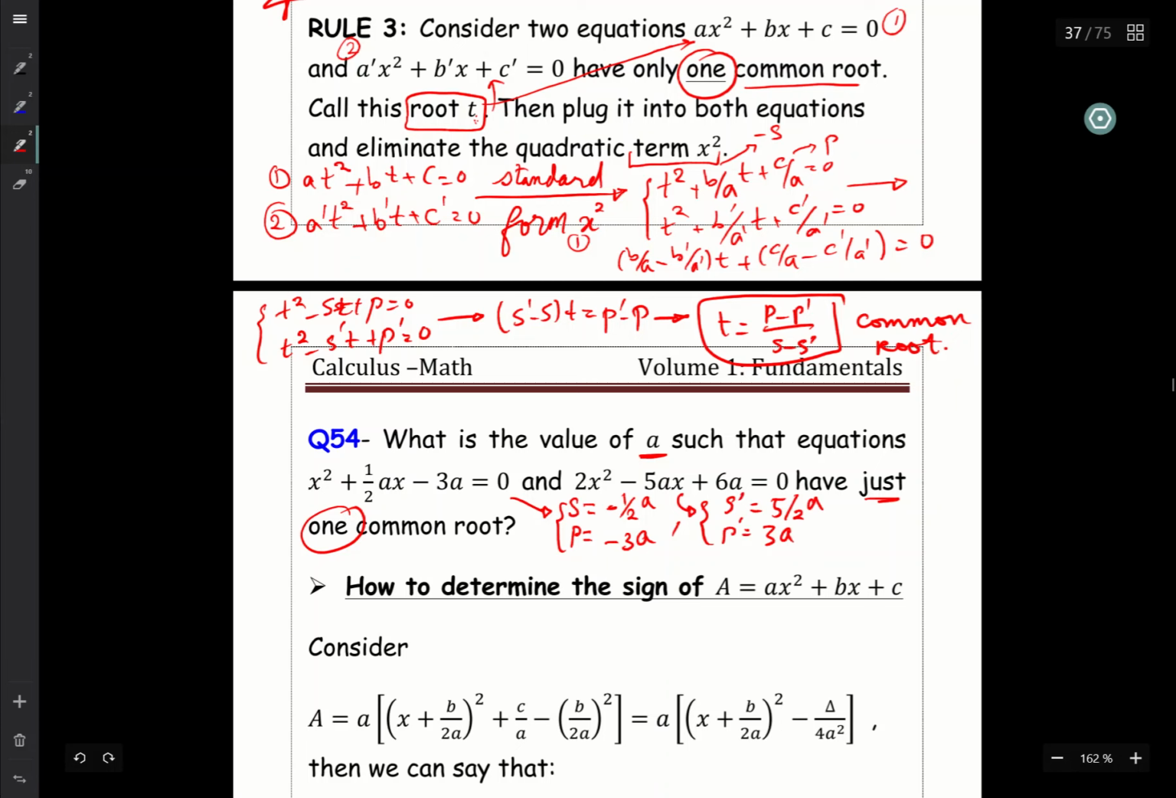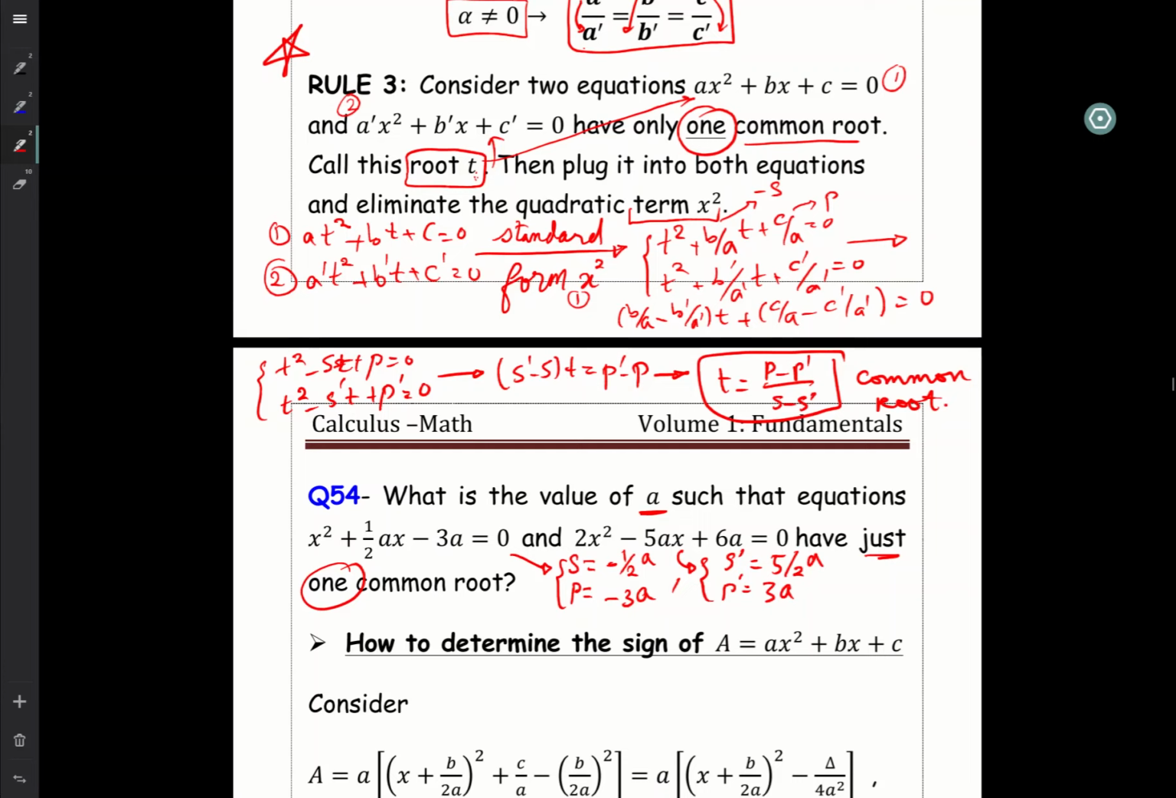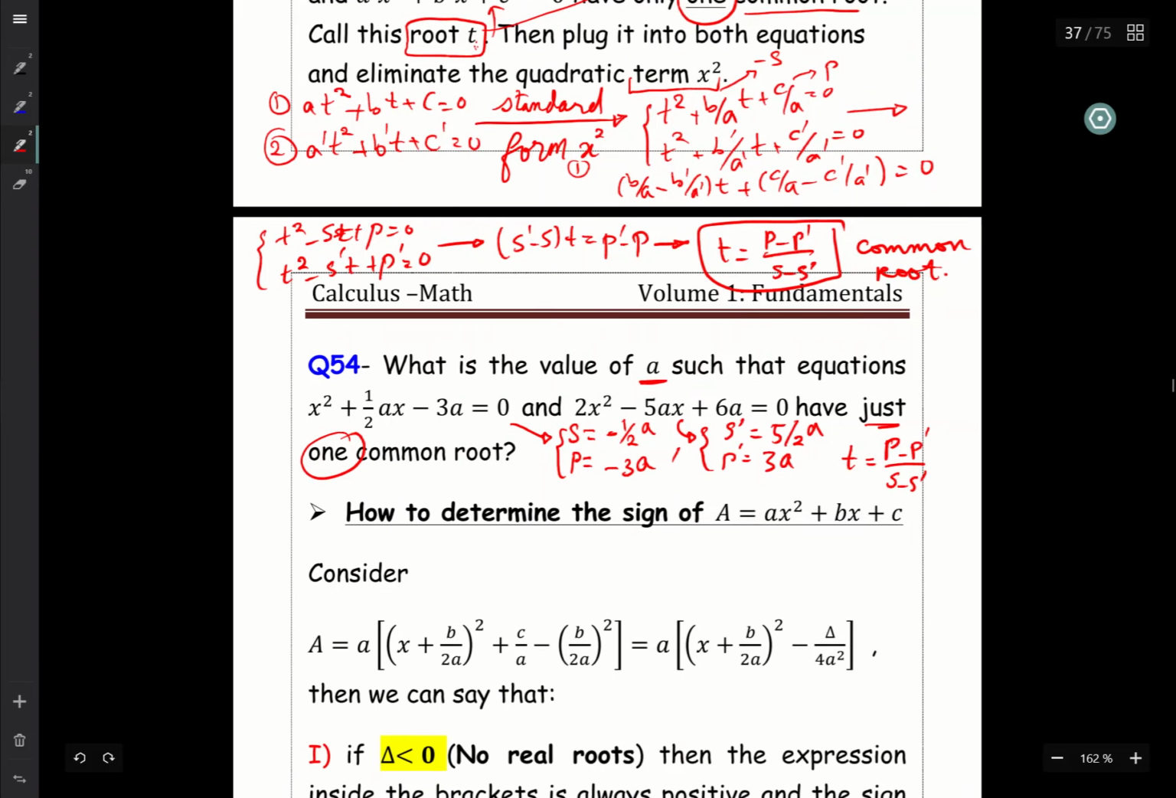And this common root should be p minus p prime over s minus s prime, right? So this common root, let's call it t, becomes p minus p prime, minus 6a, divided by s minus s prime, minus 3a, which is 2, right? So this is actually interesting, because this common root is independent of a, and then we put it back in one of the equations, right? Put it back to find a. So this common root is 2.